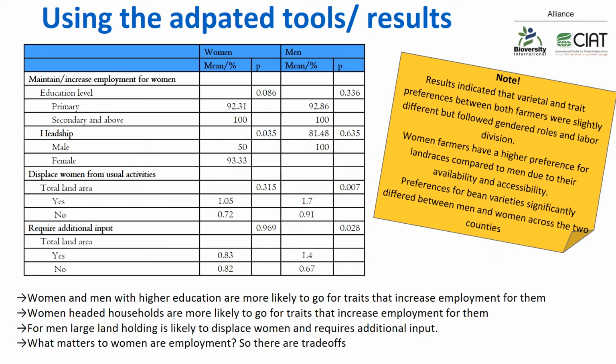And also, what was important was that women had higher preferences for landraces compared to improved varieties. But this was due to availability and accessibility, so that's something that's very important for women. The preferences for the bean varieties were significantly different between men and women across the two counties, Embu County and Nakuru County. So geography is also very important. And also, what was interesting was that these differences in trait and varietal preferences follow gender roles and labor division.